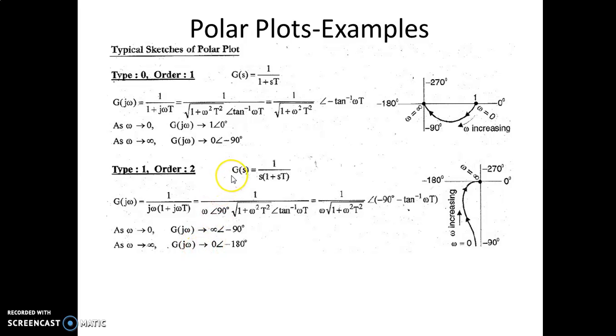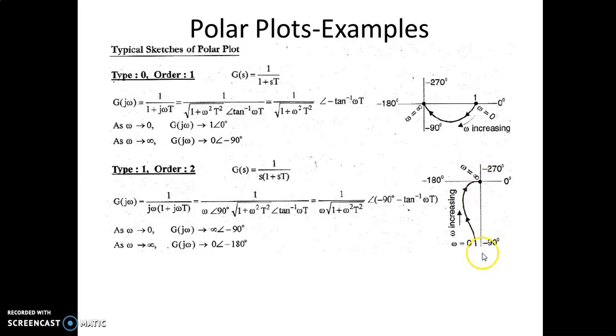So again the same procedure. Substitute s equal to j omega in this, and separate the magnitude and angle, the phase. Again take omega equal to 0 and omega equal to infinity. Find the magnitude and phase for each case. When omega equal to 0, the magnitude is infinity, it is somewhere here, infinity at omega equal to 0. At omega equal to infinity, the angle is minus 180 degrees and the magnitude is 0. So this is the minus 180 degrees line, with magnitude 0.